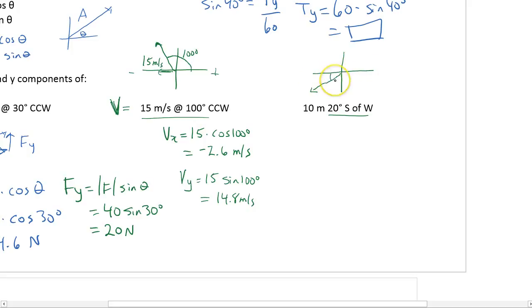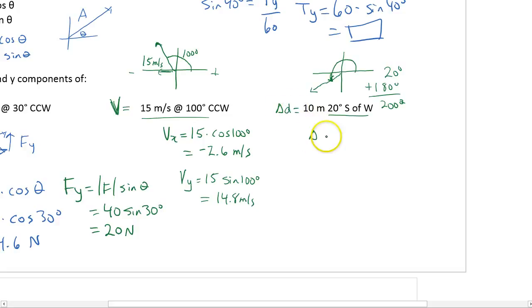So if this part's 20 degrees, what is it counterclockwise? That would be the same thing as 20 degrees plus 180 degrees, because of which quadrant it's in. So that would be 200 degrees. 200 degrees. So 10 meters. We'll call that a displacement vector. We'll call it delta d.